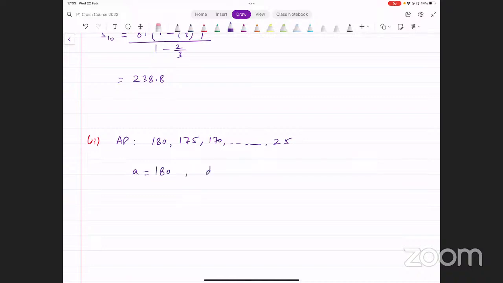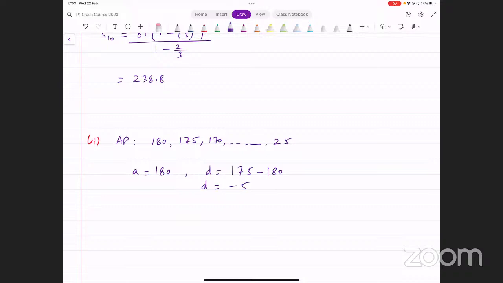What about the difference? We take any two consecutive terms, subtract the previous term from the next term. So it's going to be 175 minus 180. So be careful about this. The difference is going to turn out to be negative here. Don't just subtract 180 and 175 directly, like 180 minus 175. That would be wrong. You basically do next term minus the previous term, and that gives you minus 5 here. This is what the difference is.